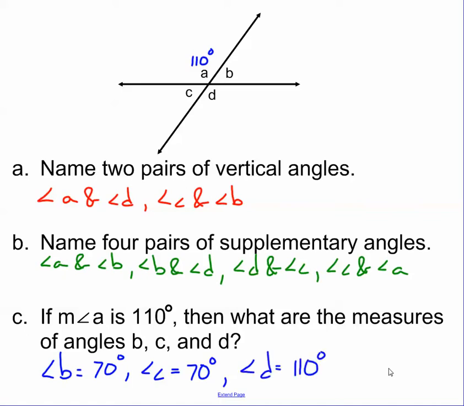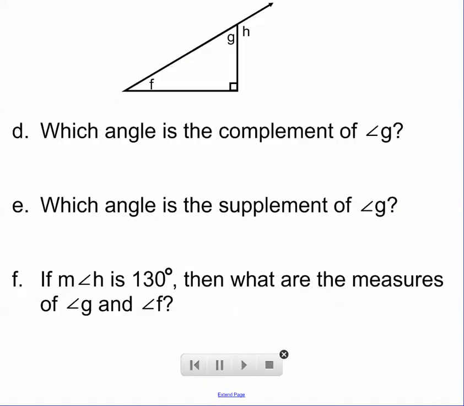And angle D would be 110 degrees for a couple of reasons. Number one, because vertical angles are always congruent. And number two, because D should be supplementary with C, and it should also be supplementary with B. All right, let's move on.